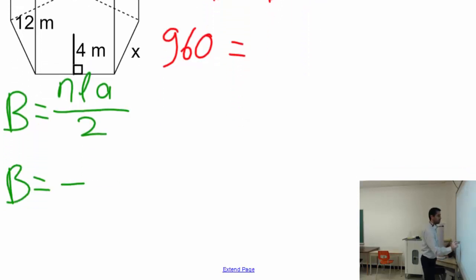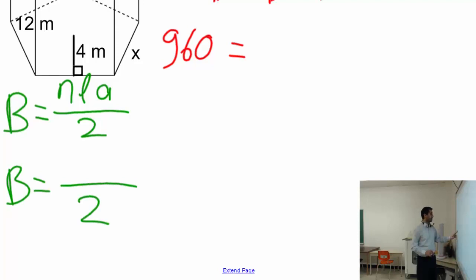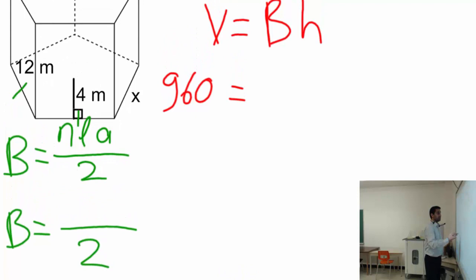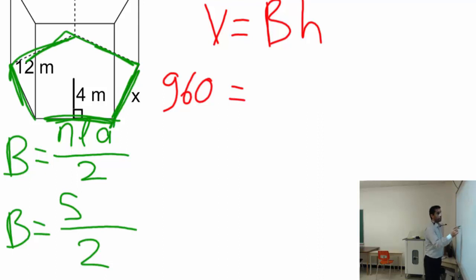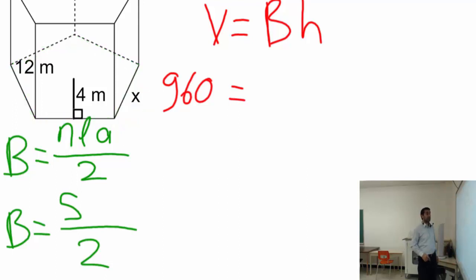Base area equals. N is the number of sides. We count 1, 2, 3, 4, 5. There are 5 sides here. Write that down. L is the side. That's the one we don't know. That is what's called X. So we're gonna find out the length of the side. But instead of L, I'm gonna have whatever is given to me, which is X. Let's write that down. And remember, this is not multiplication, it's the letter X.